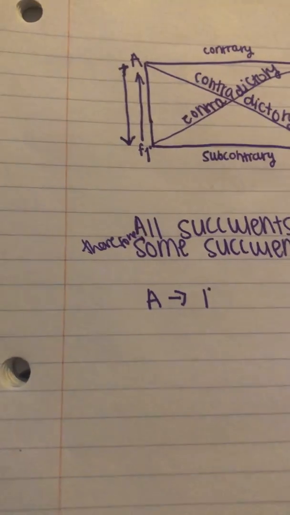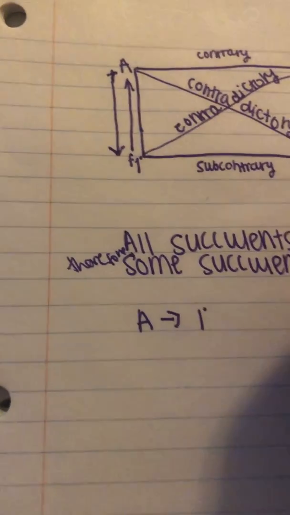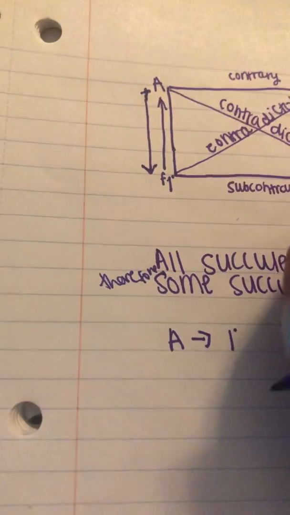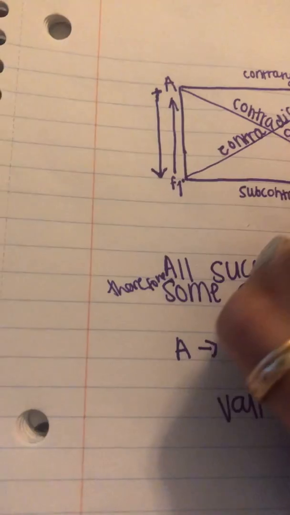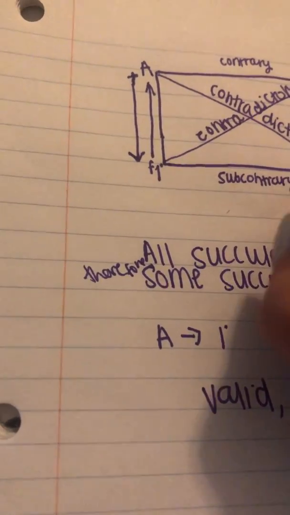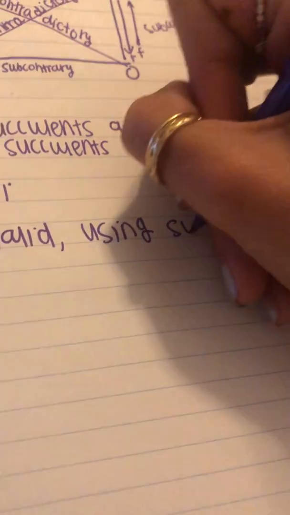So, based off of the traditional square of opposition, both of these are true, and it is valid using subalternation.